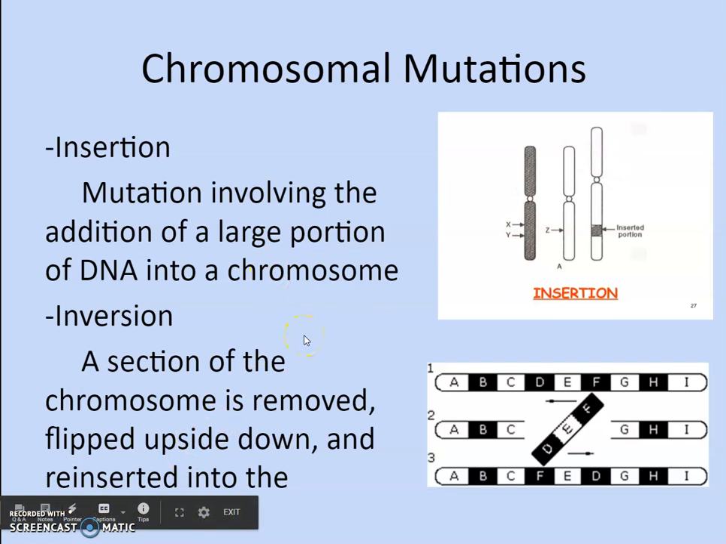Then inversion is when a section of the chromosome is physically removed, flipped, and then reinserted. So here we had a chromosome that was A, B, C, D, E, F, G, H, I. D, E, F was physically taken out, flipped, and placed back in, so now it is F, E, D. So that portion is now backwards. That is called an inversion.